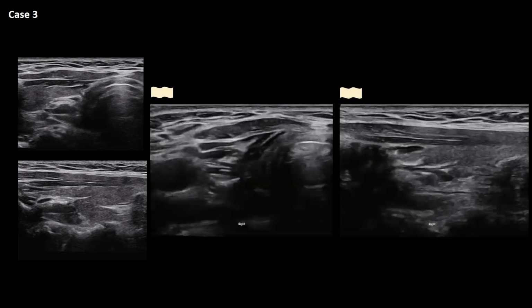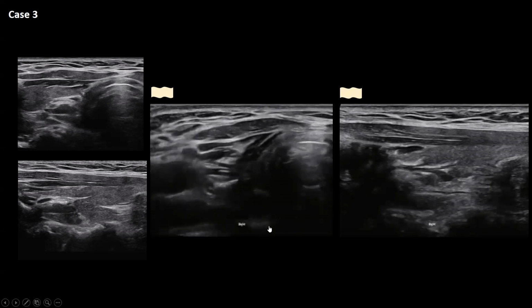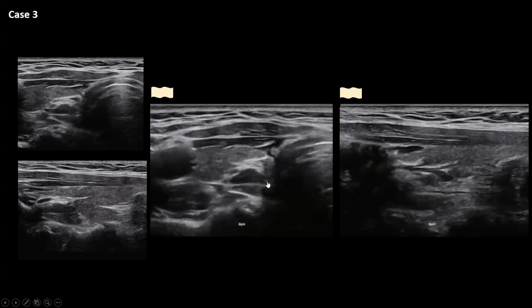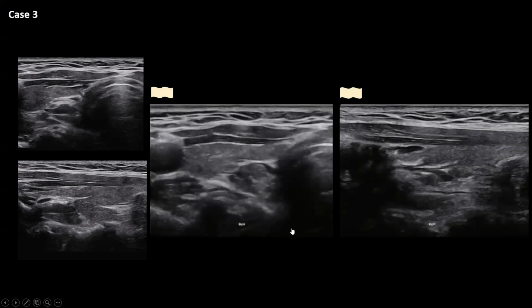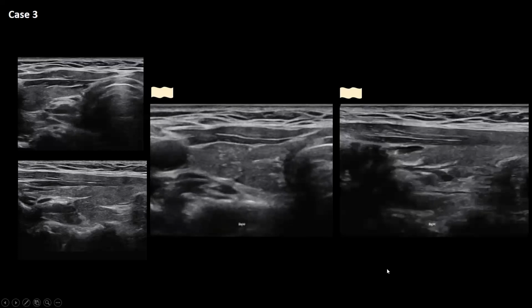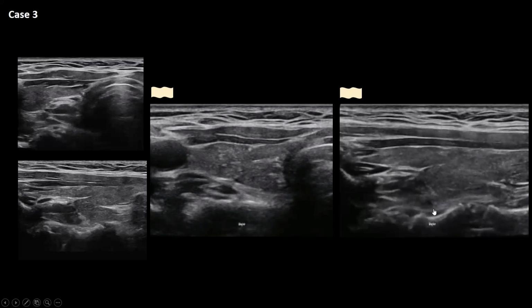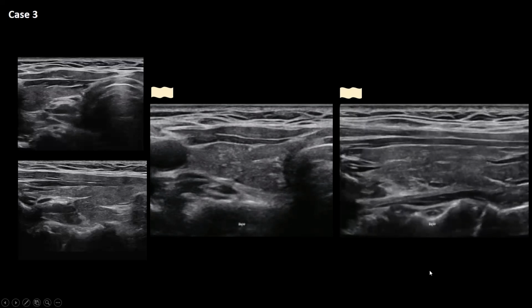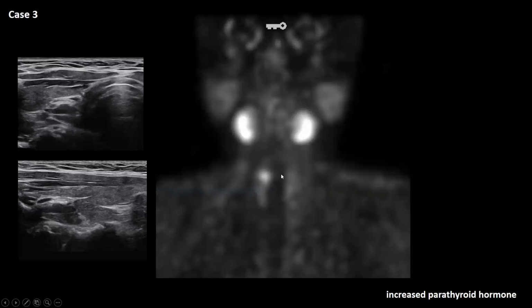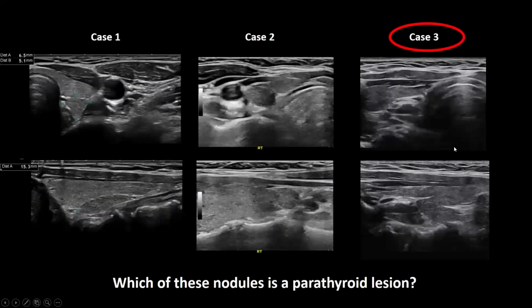On real-time ultrasound, it is clear that this is not thyroid tissue behind the septum but a focal lesion exerting a mass effect. On the parathyroid scan, there was uptake at the same location where the abnormality was seen on ultrasound. Among the three cases, the parathyroid lesion is the third case.